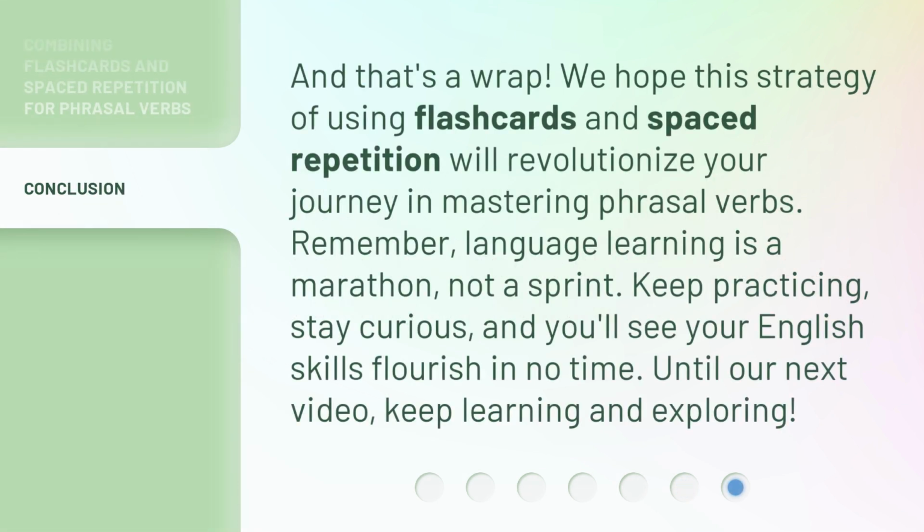And that's a wrap. We hope this strategy of using flashcards and spaced repetition will revolutionize your journey in mastering phrasal verbs. Remember, language learning is a marathon, not a sprint. Keep practicing, stay curious, and you'll see your English skills flourish in no time. Until our next video, keep learning and exploring.